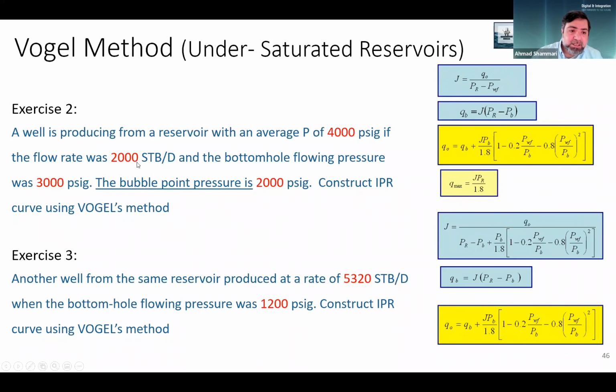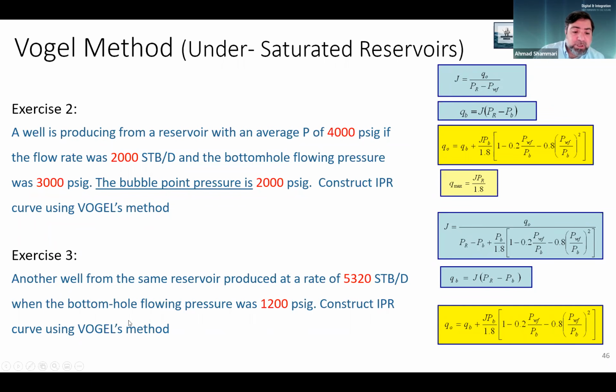And now, as you notice here, the flowing bottom hole pressure, which is 3,000, was higher than the bubble point pressure, correct? Now, exercise number 3 says another well from the same reservoir, which means that it has the same, sorry, not the same PI, the same bubble point pressure, okay? Another well from the same reservoir produced at a flow rate of 5320 when the flowing bottom hole pressure was 1200. Construct the IPR curve using the Vogel method.